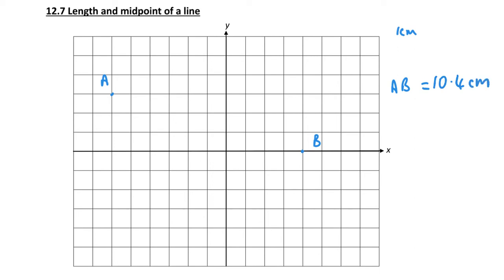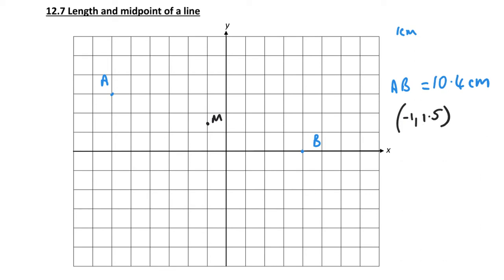If we wanted to work out the midpoint, we could use a ruler and work that out. We would see that the middle, so if we went 10.4 centimeters, 5.2 halfway along, we would see that the midpoint is here. And that would have a coordinate of -1, 1.5.